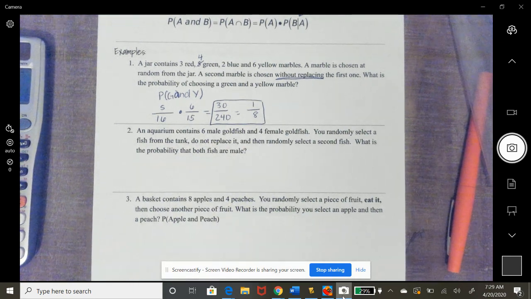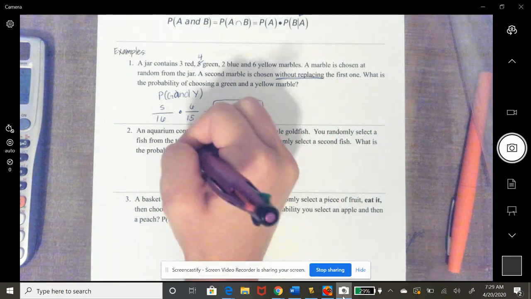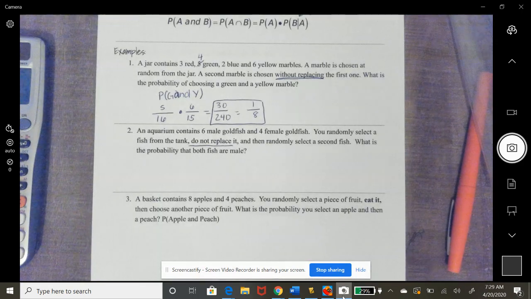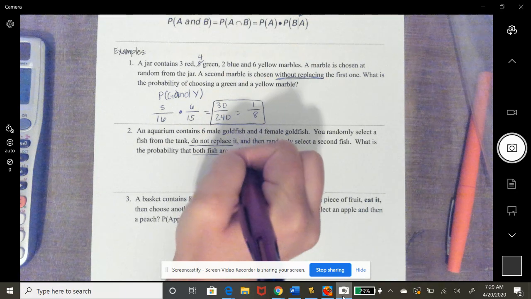All right, so a couple more, and you'll see how these all look pretty similar here. An aquarium contains 6 male goldfish and 4 female goldfish. You randomly select a fish from the tank. Do not replace it. So that represents the dependent. Then randomly select a second fish. What's the probability that both fish are male?